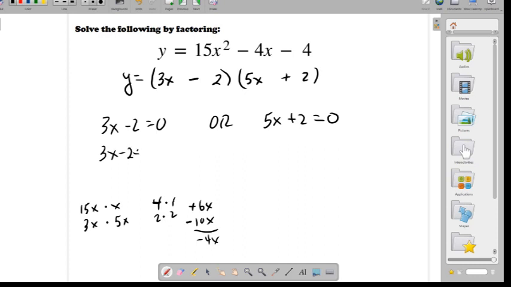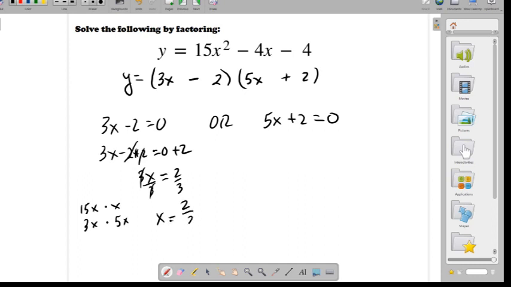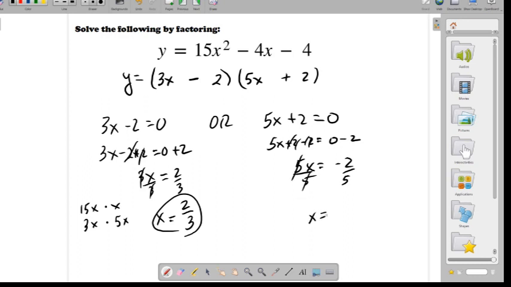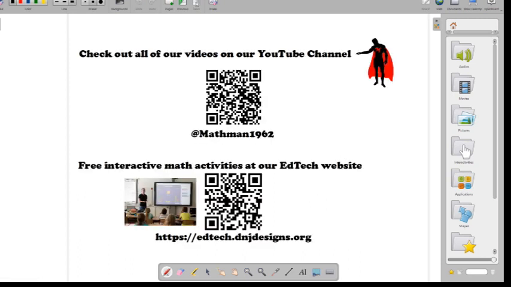Here we're going to add 2. 3x is 2. Divide by 3. X is 2/3. On this side, 5x plus 2, subtract 2 from both sides. 5x is negative 2. Divide by 5. X is negative 2/5.